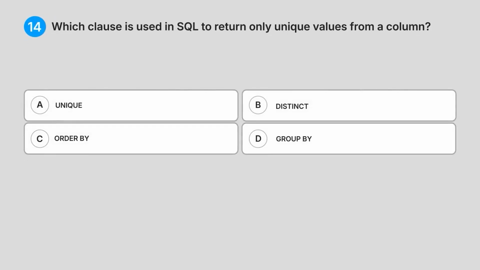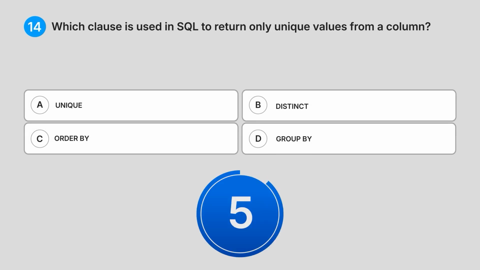14. Which clause is used in SQL to return only unique values from a column? A. Unique. B. Distinct. C. Order by. D. Group by. Do you know the answer?